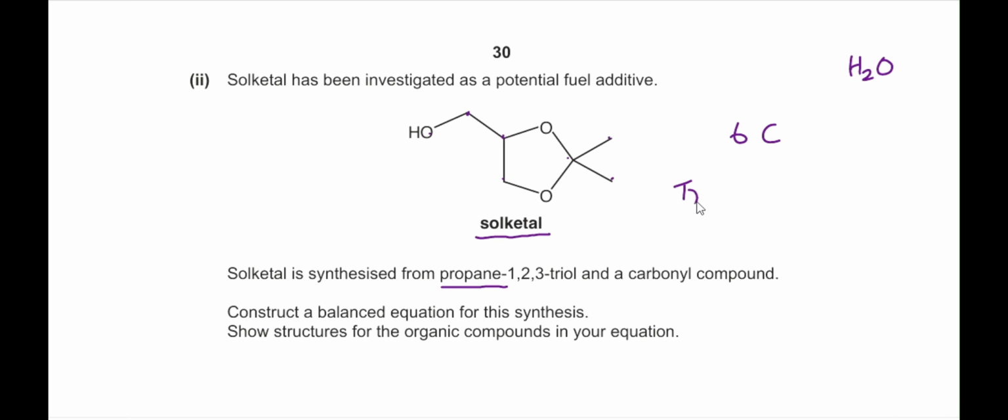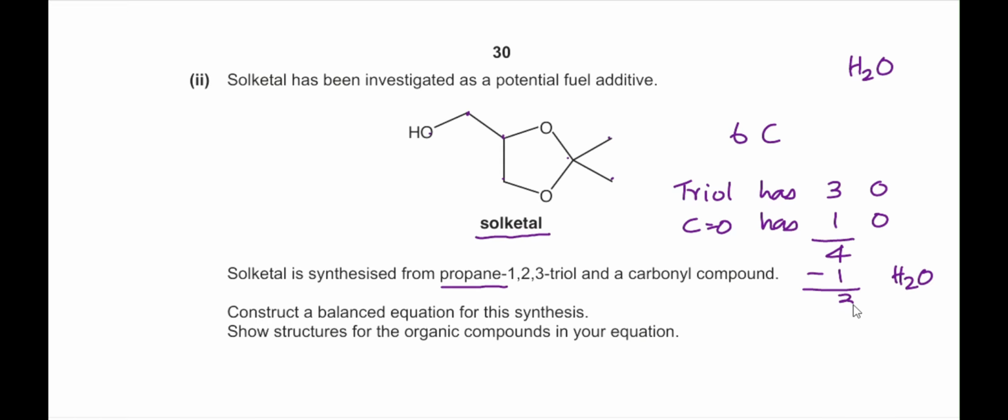Hence, the triol has 3 oxygen atoms. The carbonyl compound has at least 1 oxygen atom, and that will make 4 of them. Then if I account for 1 water containing 1 oxygen going off, it will be minus 1, giving 3. And here I can see 1, 2, 3 oxygen atoms are there. Hence, the carbonyl compound has got 3 carbon atoms and 1 oxygen atom, and therefore it must be propanone.